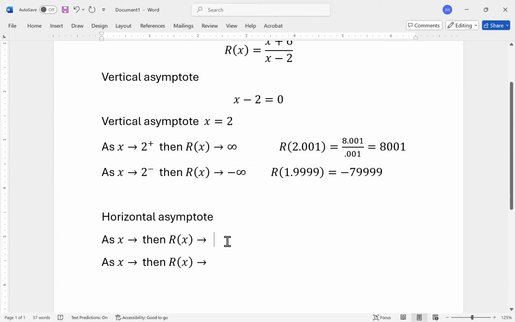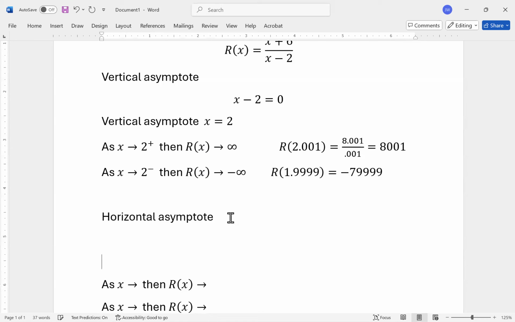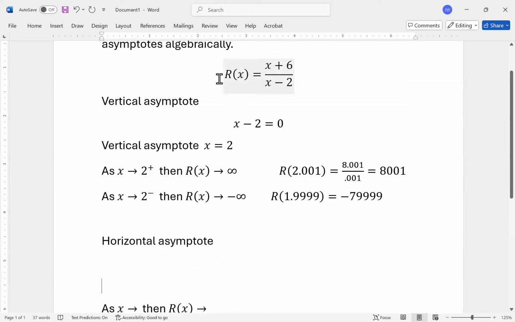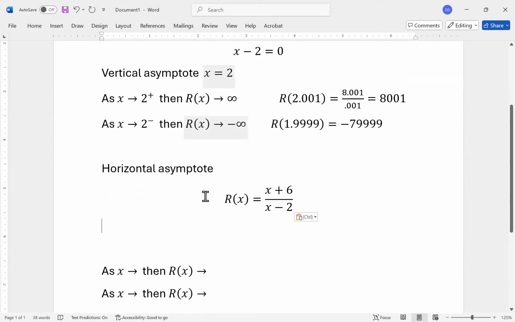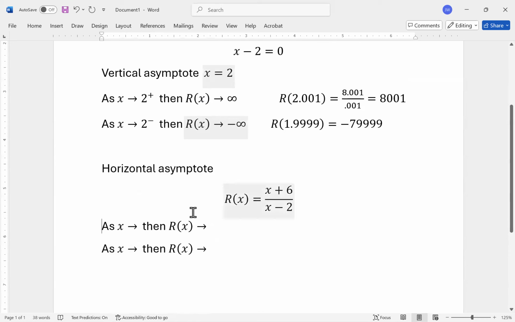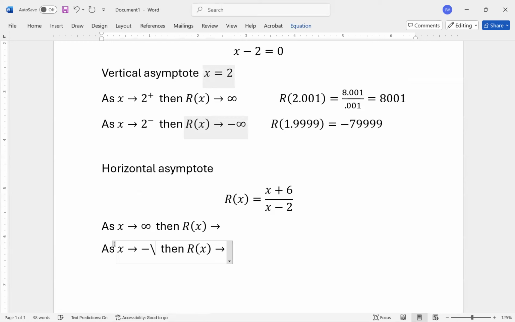Let's take a look at the horizontal asymptote this time. Now, this one's going to be a little bit trickier because we're asking what's going to happen to the output of our function as x goes off to positive infinity, and as x goes off to negative infinity.